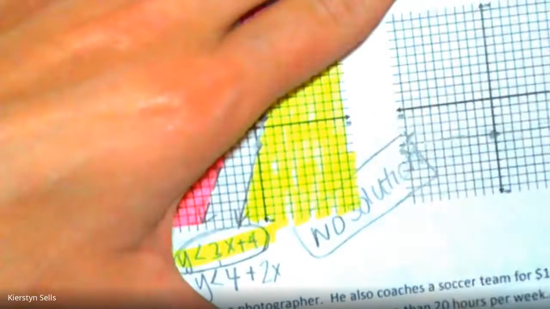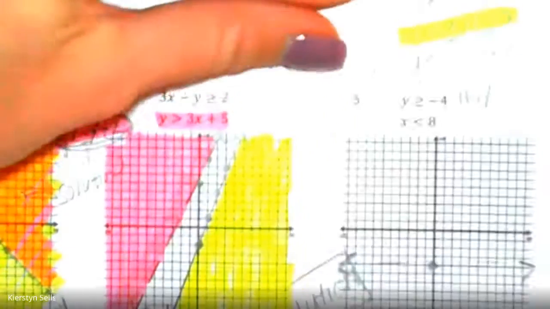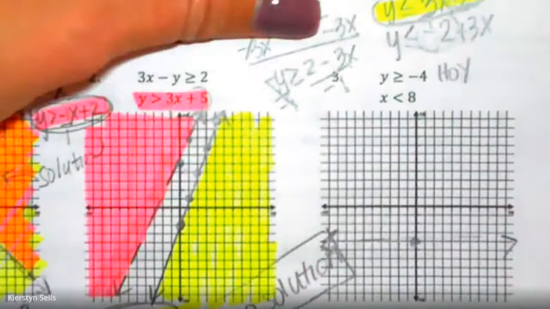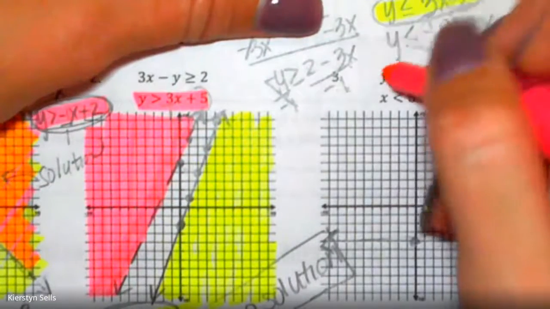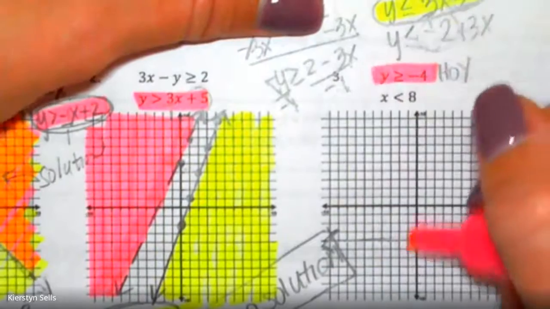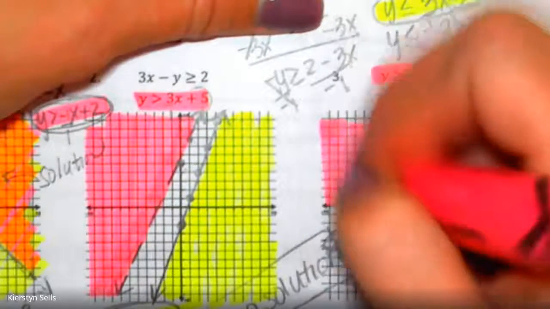All right, solid. Shade above or below? Greater than, so we're going up. It will be up above here.